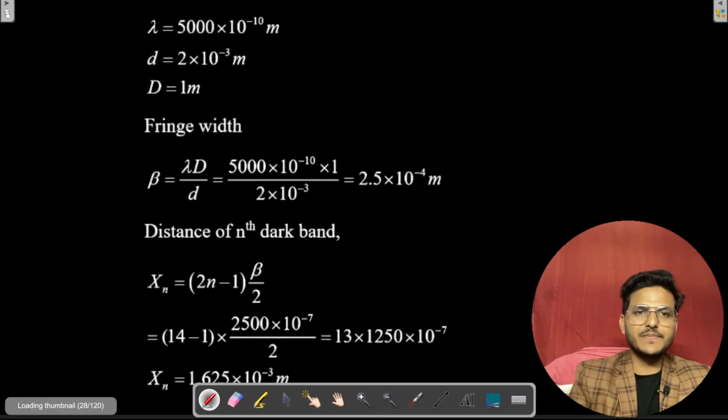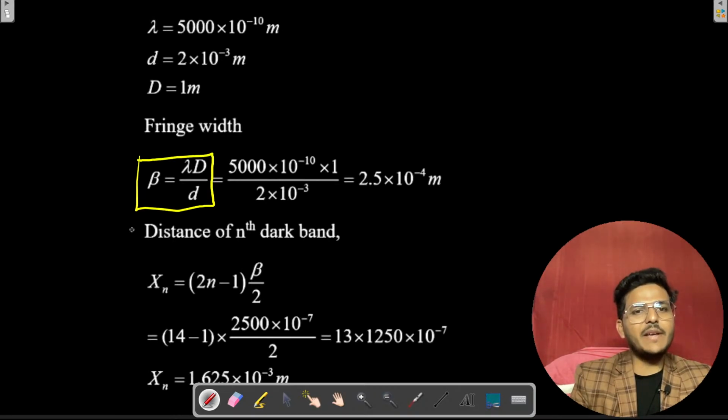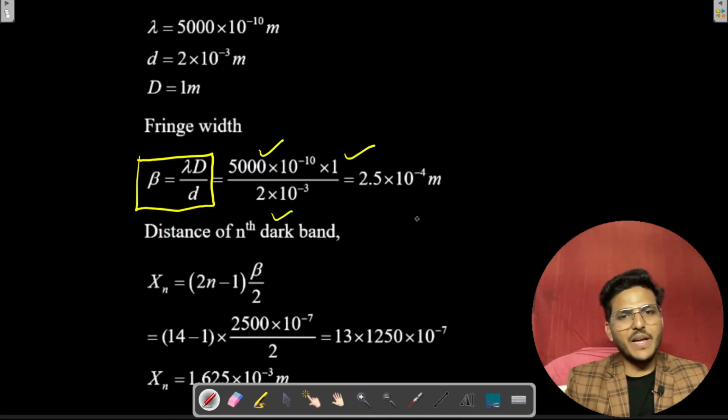Now just put beta equals lambda D upon d. We have the value of lambda, the value of capital D, and the value of small d, and calculate. This is 2.5 into 10 to the power minus 4 meter.